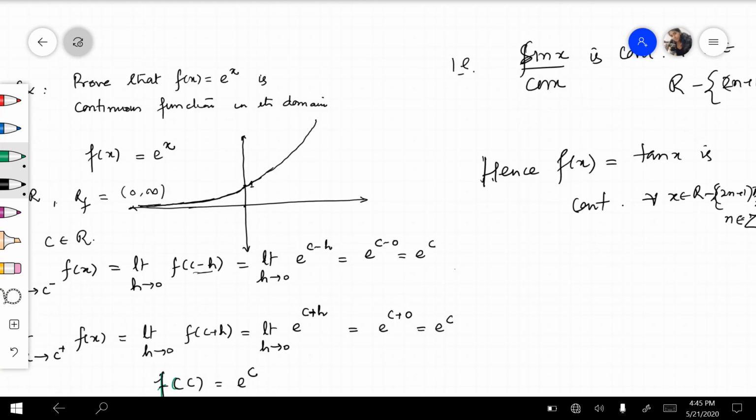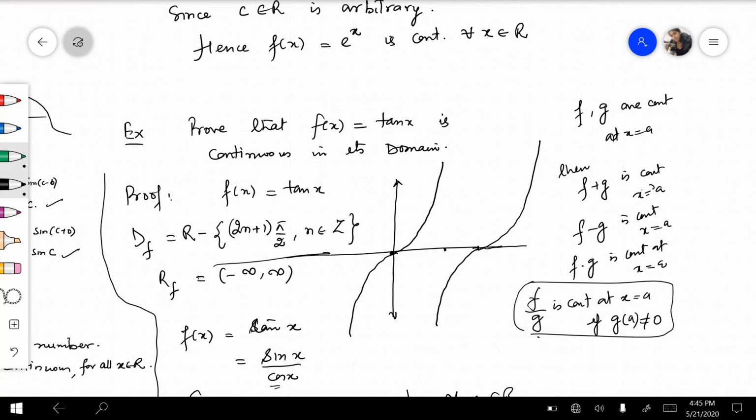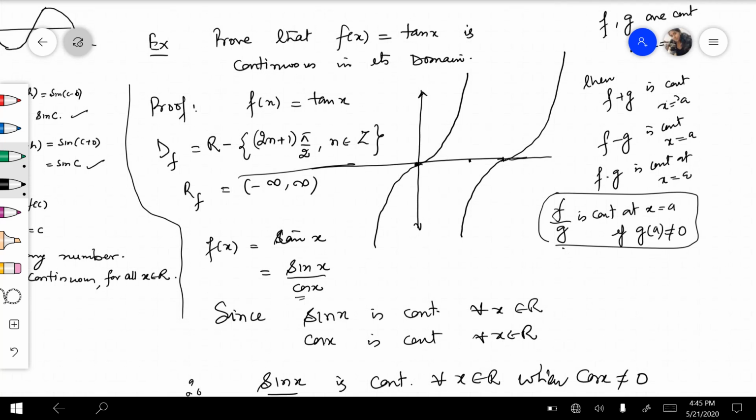Again, have a look at the solution of this question. f of x is tan of x. The domain of tan of x is real numbers except the odd multiples of 90, and the range is minus infinity to infinity. That is, f of x is equal to tan of x, that can be put as sin x by cos of x. As we have already seen, the sine function is a continuous function for every x belongs to real numbers. Similarly, it can be proved that the cosine function is also a continuous function for every x belongs to real numbers.